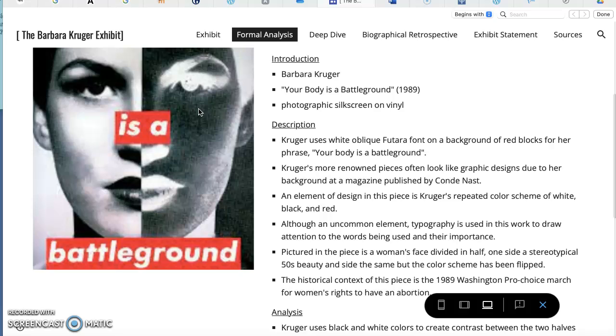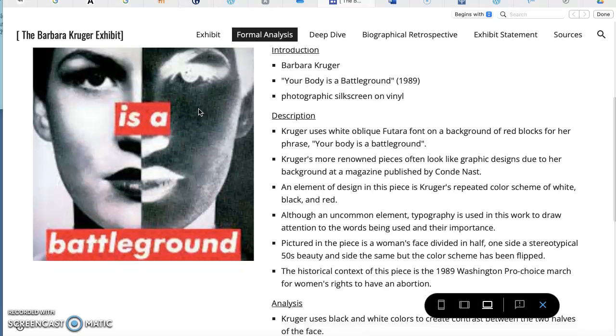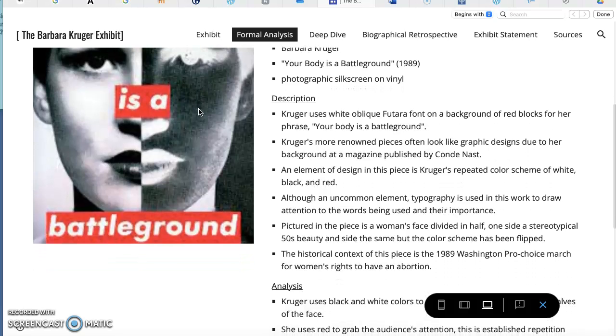An element of design in this piece is Kruger's repeated color scheme of white, black, and red. Although an uncommon element, typography is used in this work to draw attention to the words being used and their importance. Pictured in the piece is a woman's face divided in half, one side a stereotypical 50s beauty and the other side the same, but the color scheme has been flipped.